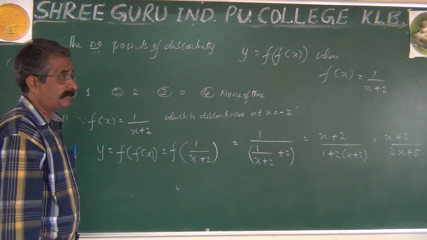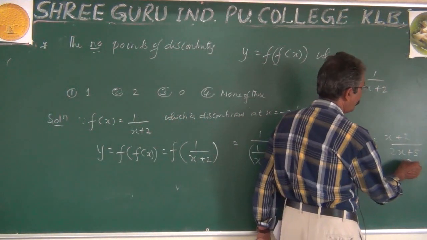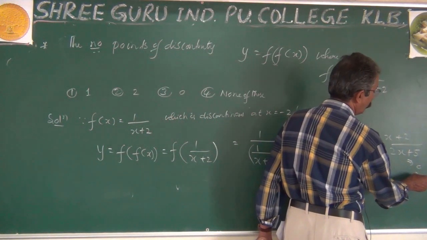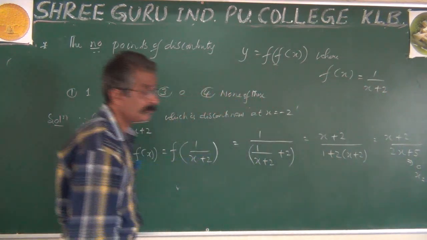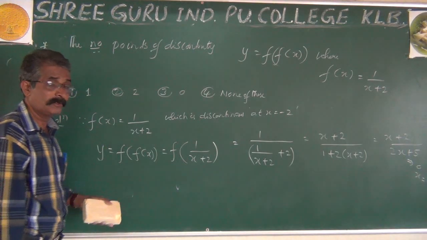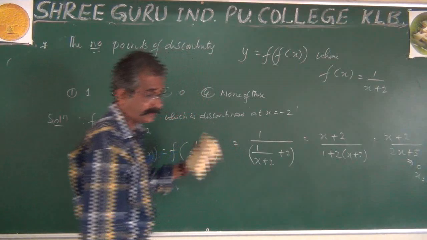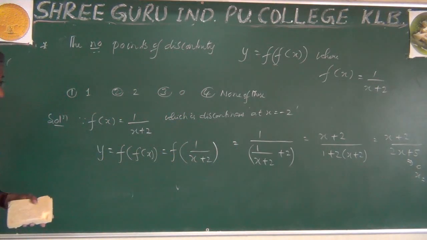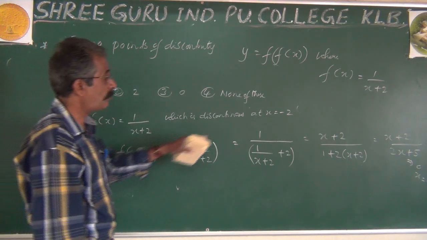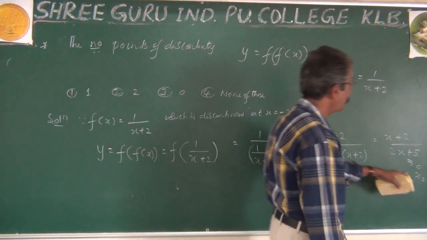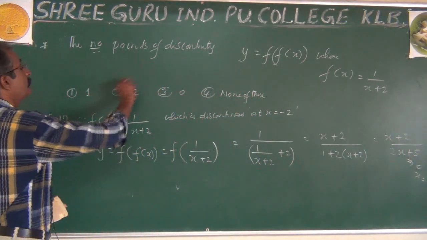For discontinuity, you have to observe the denominator. Very clearly, the denominator is 0 for x equal to minus 5 by 2. The denominator can become 0 for x equal to minus 5 by 2. So for that value of x, this function does not exist, I mean, it is discontinuous. Hence, there are 2 points of discontinuity. One point is minus 2, another point is minus 5 by 2. So there are 2 discontinuity points.